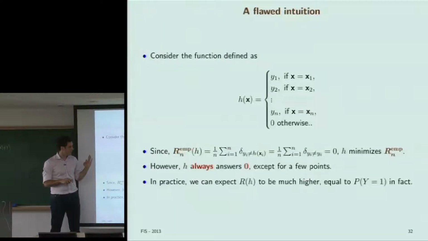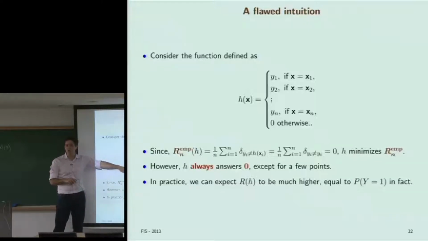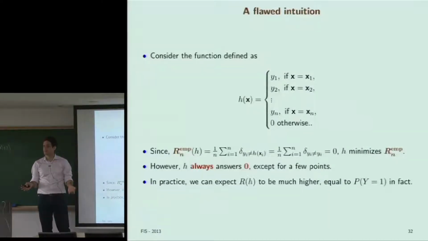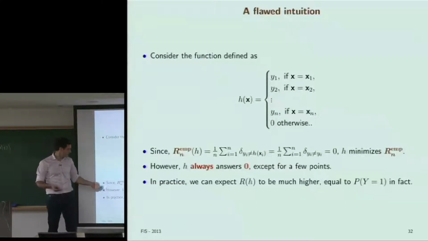That is, if x equals x1, well, you told me it was y1, so it's y1. If x equals x2, you told me it was y2, so it's y2, etc. And you do this for every single point in the database. You scan the whole database, and if you don't find the new point in the database, you just answer 0. So it's very easy to see that the empirical loss of this function is 0.